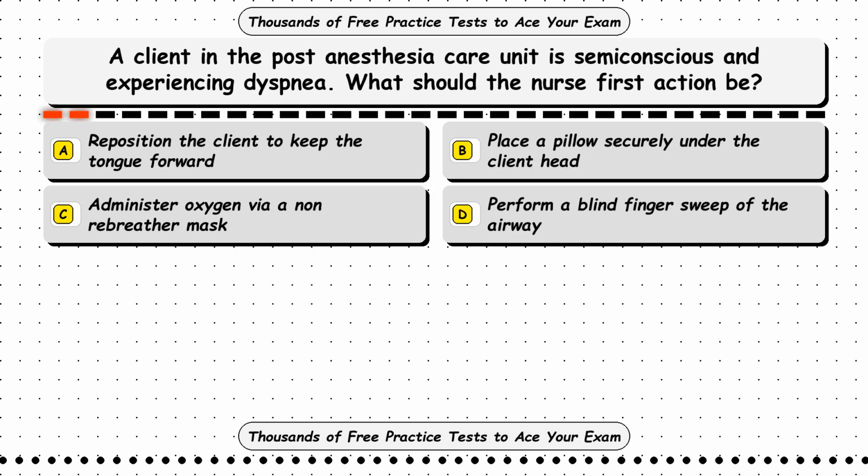A client in the post-anesthesia care unit is semiconscious and experiencing dyspnea. What should the nurse's first action be? Option A, reposition the client to keep the tongue forward. Option B, place a pillow securely under the client's head. Option C, administer oxygen via a non-rebreather mask. Option D, perform a blind finger sweep of the airway.